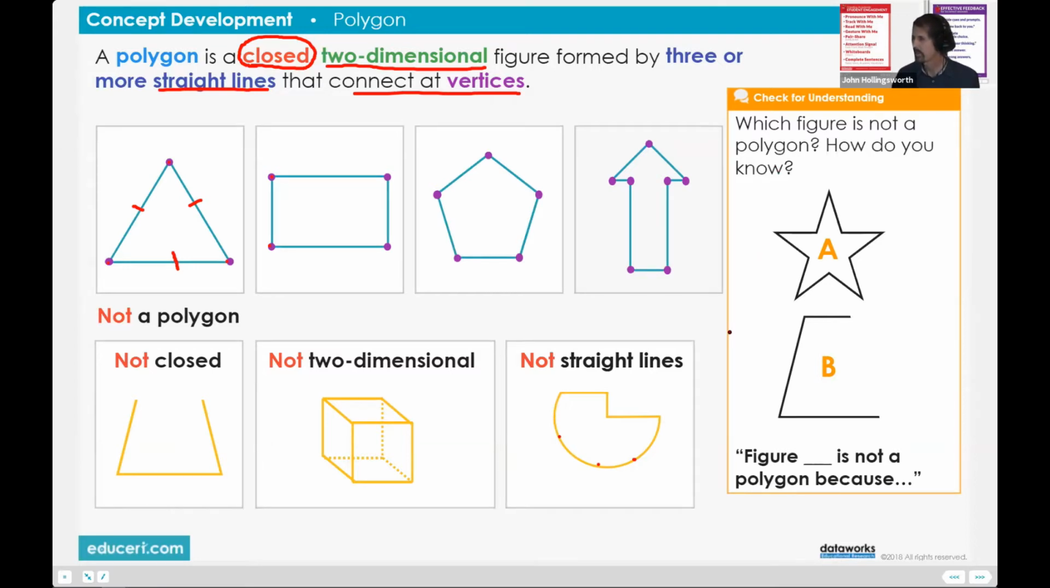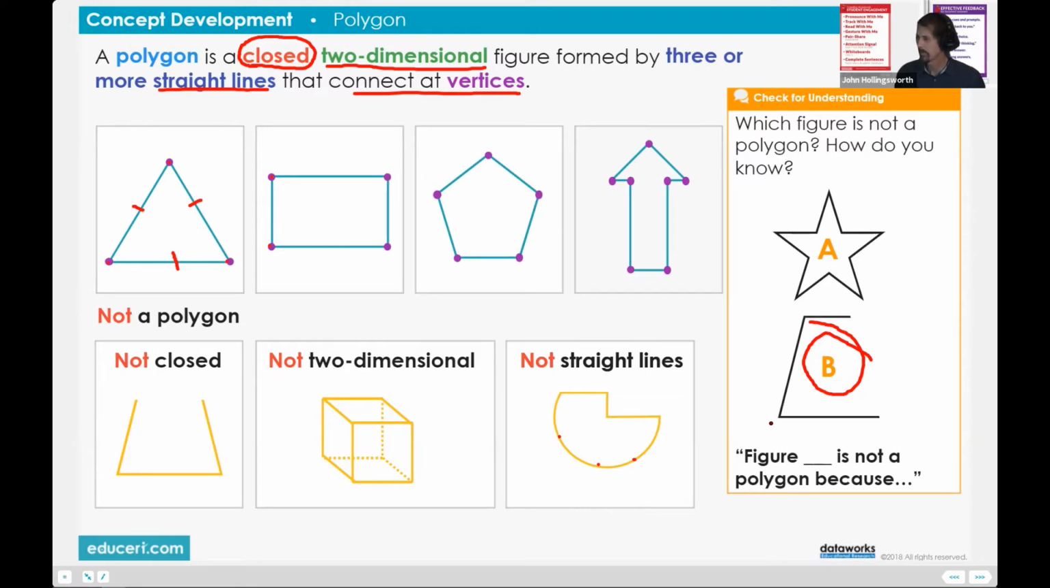And we've got figure. Now, figure is a little drawing. Figure A and figure B. You're going to say figure blank is not a polygon because. Okay, so Joel, I'm going to ask you to point with your mouse or whatever you got. But at home, the student could point with their finger. Okay, so Joel, can you give me your answer in a complete sentence?